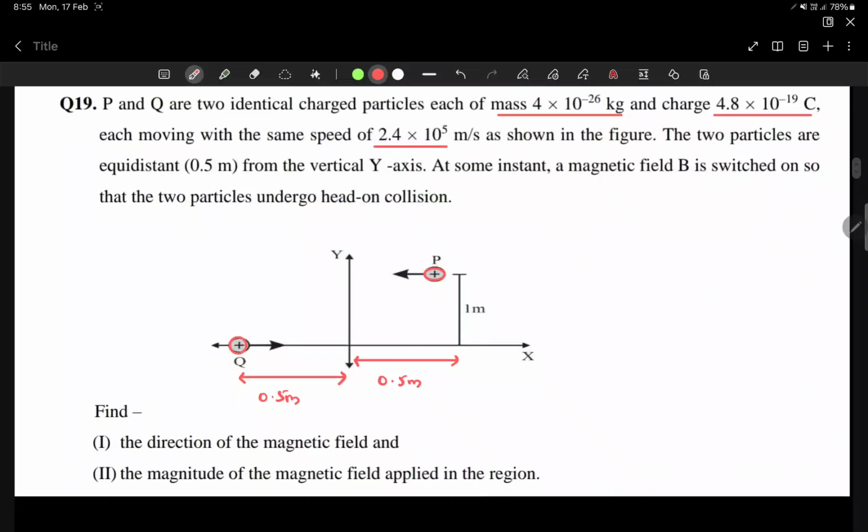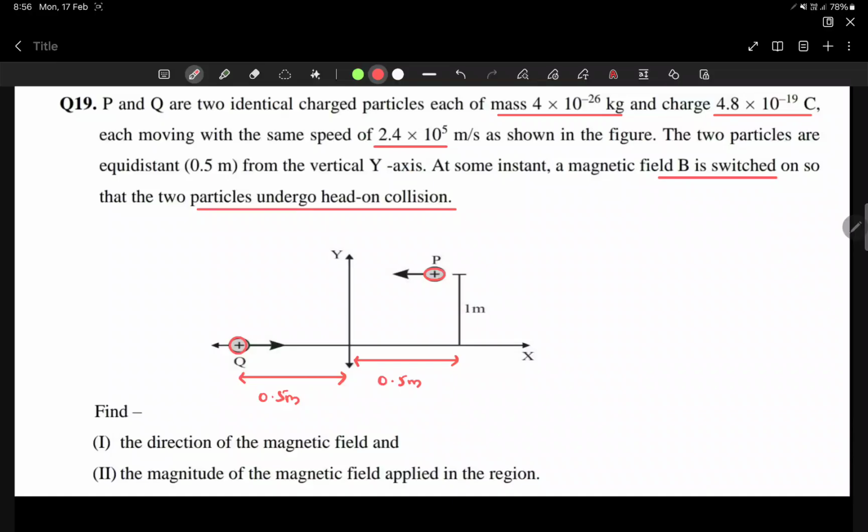At some instant a magnetic field B is switched on so that the two particles undergo head-on collision. But in this question the direction of the magnetic field is not mentioned, it is only written that at some instant the magnetic field B is switched on. So the question is to find the direction of the magnetic field so that the two particles undergo head-on collision. Before solving the question, first we have to think how to determine the direction.